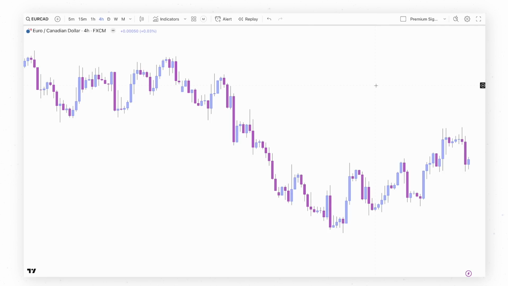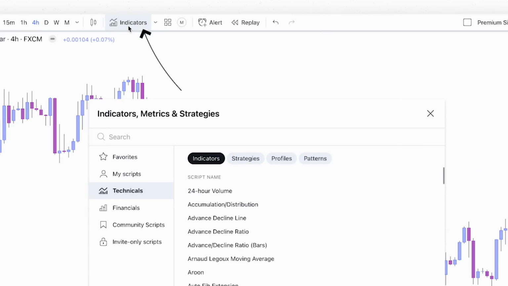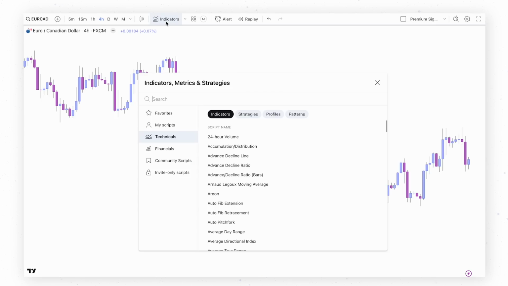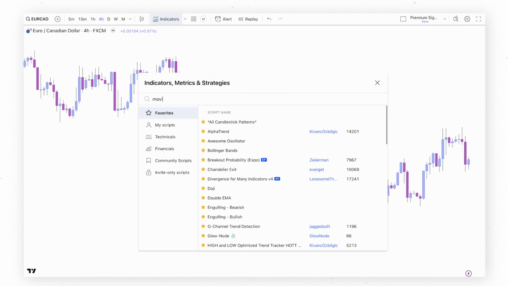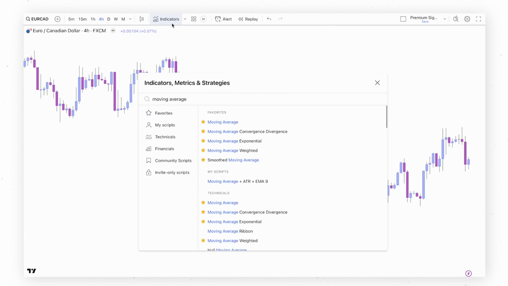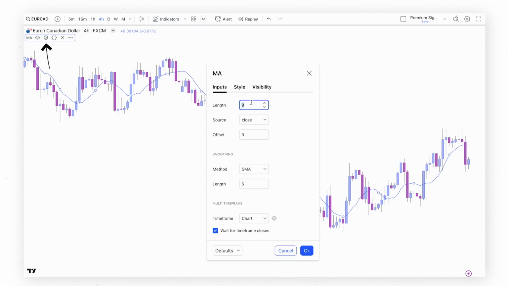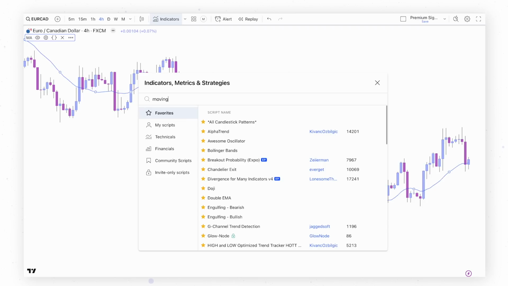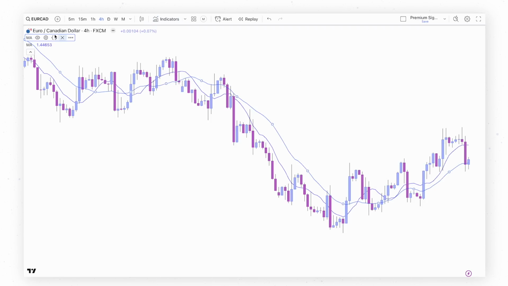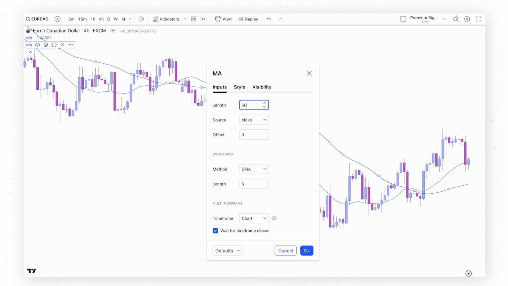So first things first, open tradingview.com, select your preferred currency pair and click on the indicators button at the top of the screen, and a search box will appear. Inside that box, type in moving average and click on it. You will now see a line appear on your chart, so click on the settings or the little gear icon over here to adjust the length to 20. And now repeat the same process to add another moving average line, but this time setting the length to 50.